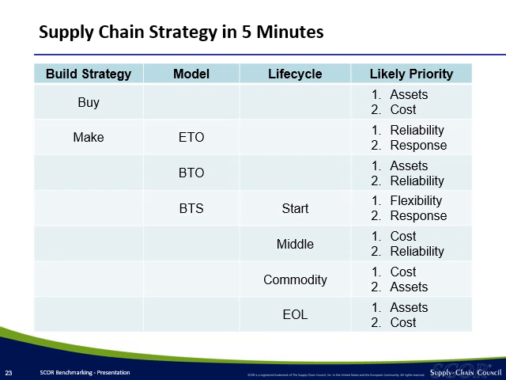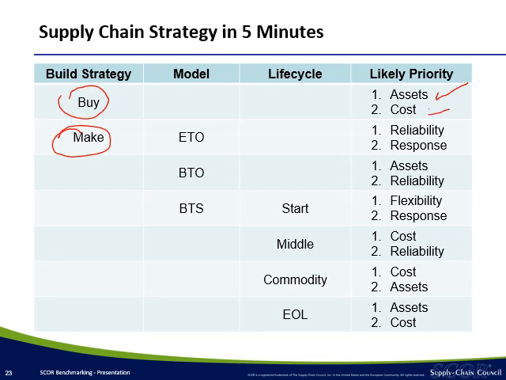Now here is some indication of which priority or which strategy is good for each type of product. So let's start: when you manufacture anything, you either do the total manufacturing or you just buy it from somewhere else. If you buy the product, then we recommend that you focus on your assets, then your cost.